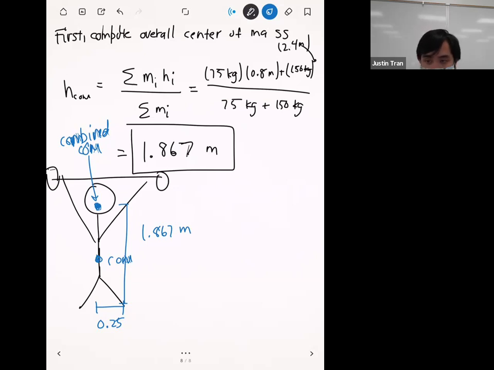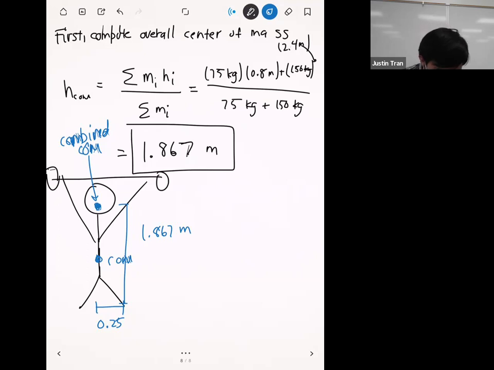Question: what does H represent again? It's the height of the combined center of mass. Because this person is holding on to the weight, the overall center of mass of the entire person plus weight system is 1.867 meters off the ground.